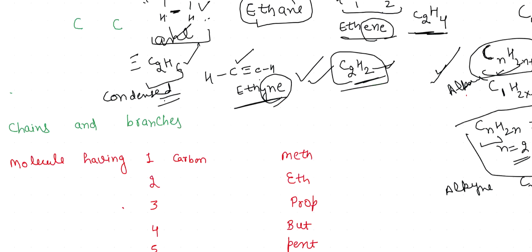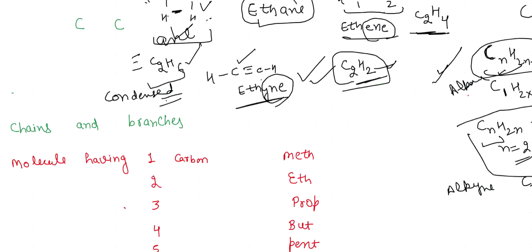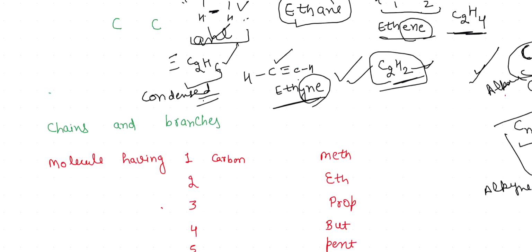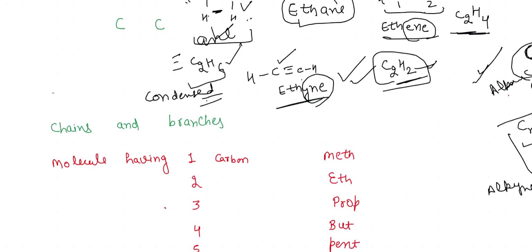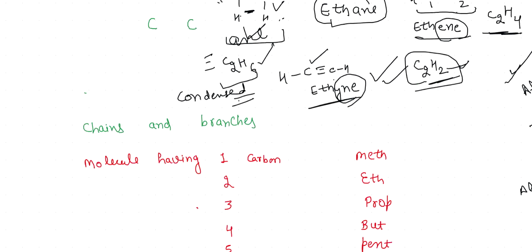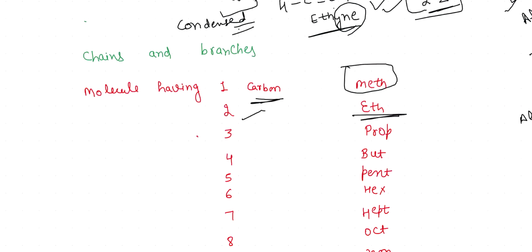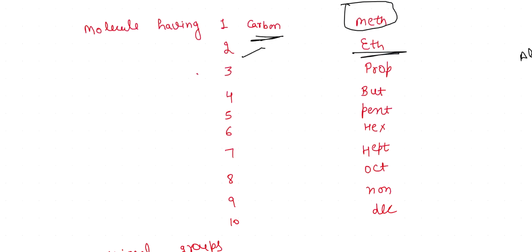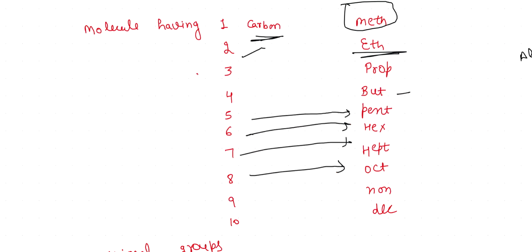So moving toward the nomenclature of the compound, when there is one carbon present in the molecule, then the word root used is meth. For 2 carbons, it is eth. And for 3 carbons, it's prop. And for 4, it's but. For 5, it's pent. And for 6, hex. 7, hept. For 8, oct. For 9, non. For 10, dec.